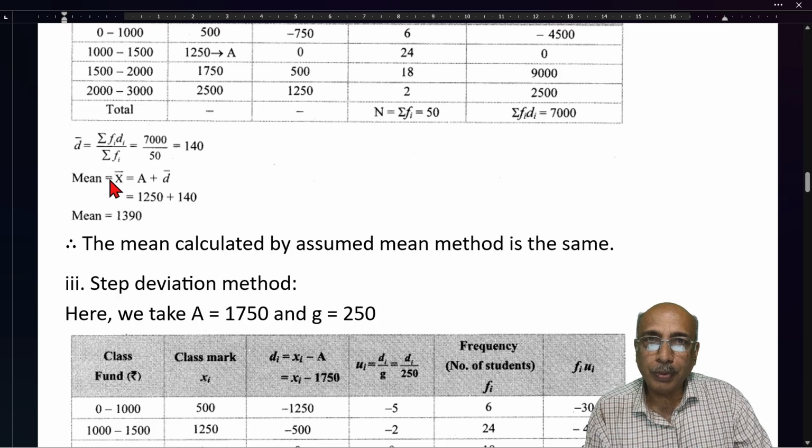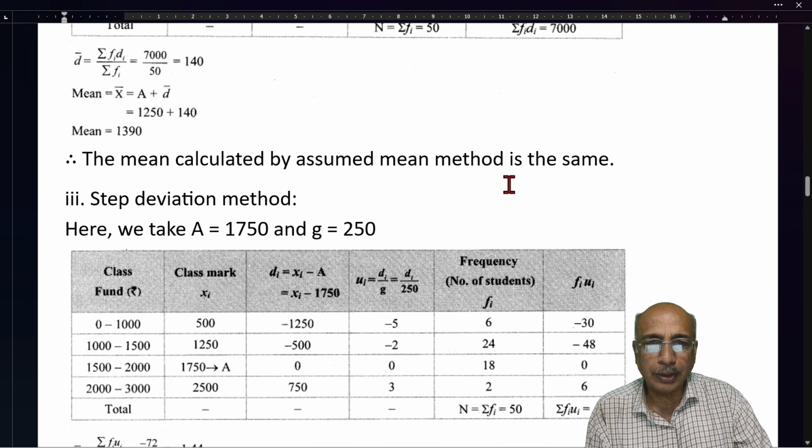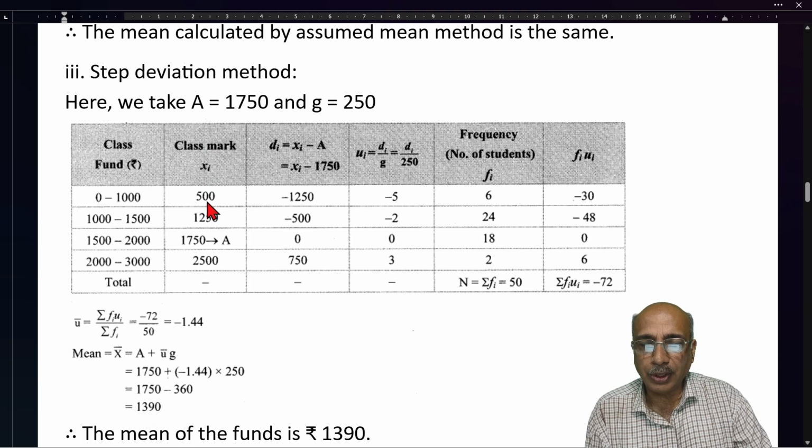Mean, in the assumed mean method, you know very well, x bar equals the assumed mean, what you have assumed, plus d bar. Now here in this problem, d bar is positive. So 1250 plus 140 equals 1390. The mean calculated by the assumed mean method is the same. Third, step deviation method.